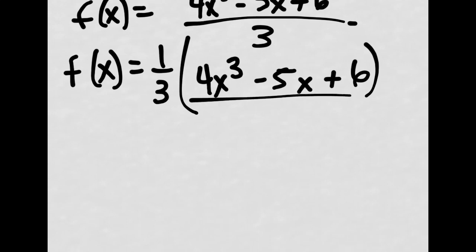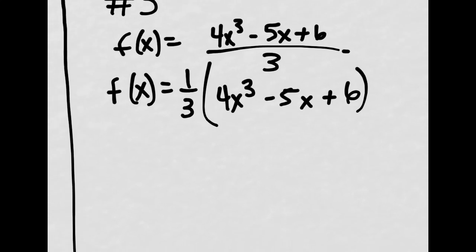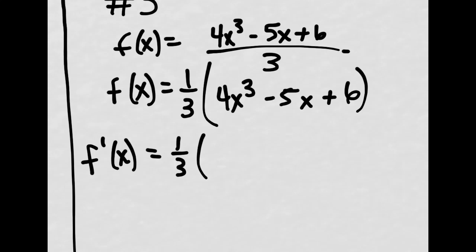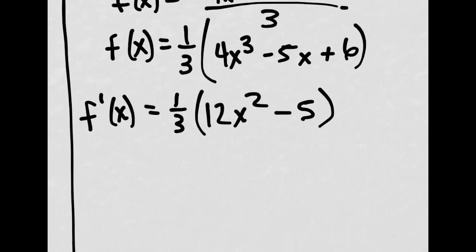So really, if I take this whole polynomial and put it over 1 and multiply it by 1/3, so I pull the 1/3 out. That separates it out, so it's going to make it an easier looking derivative. So f prime of x is 1/3 times 12x squared minus 5, and then they may or may not put the 3 back on the bottom.